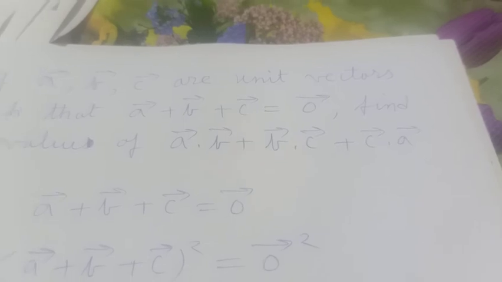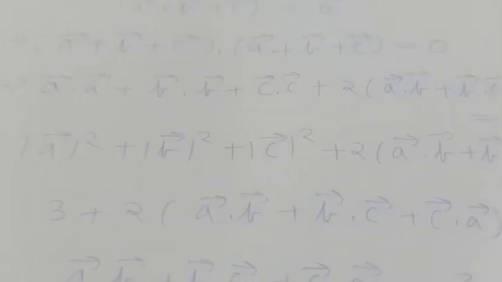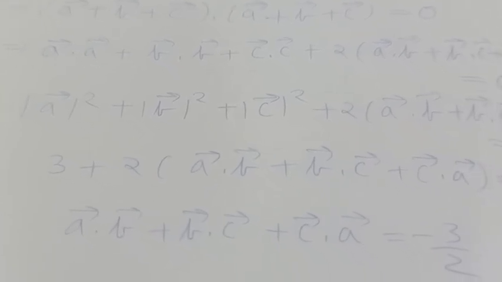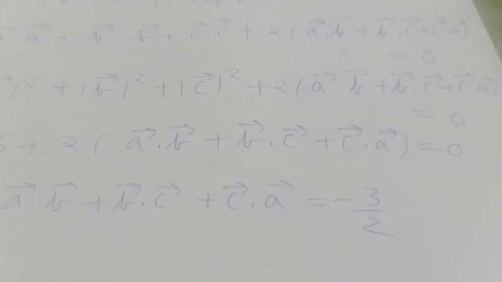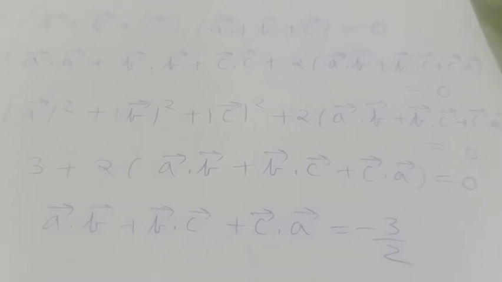Now we are given that a, b and c are unit vectors. So mod a equal to mod b equal to mod c equal to 1. So we will get 3 plus 2(a dot b plus b dot c plus c dot a) equal to 0. On simplification it will give us a dot b plus b dot c plus c dot a equal to minus 3 by 2.